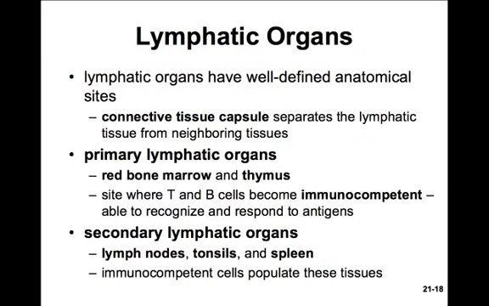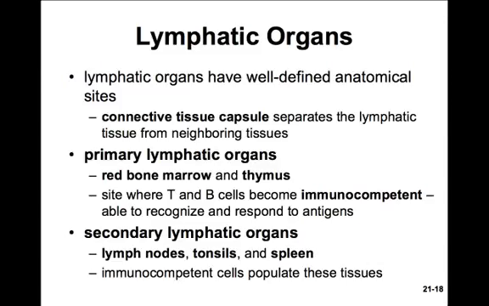Now, in contrast to diffuse lymphatic tissue and lymphatic nodules, lymphatic organs have well-defined anatomical sites, and they have connective tissue capsules that separate the lymphatic tissue from the neighboring tissues. The primary lymphatic organs we'll see are red bone marrow and the thymus. And they're considered primary because these are the sites where the T and B lymphocytes become immunocompetent. That is, they become able to recognize and respond to antigens.